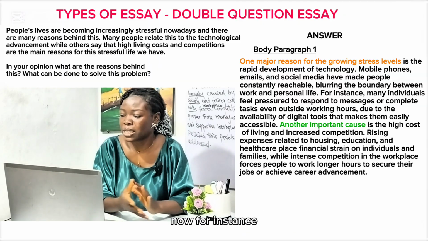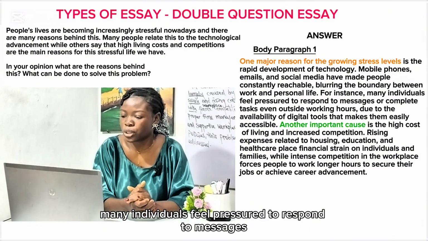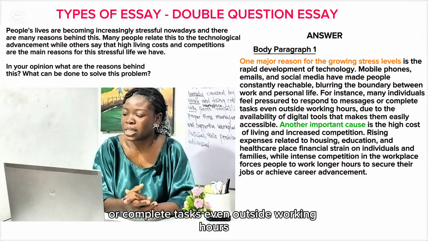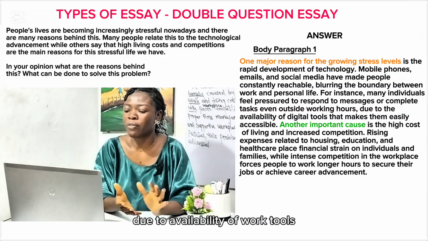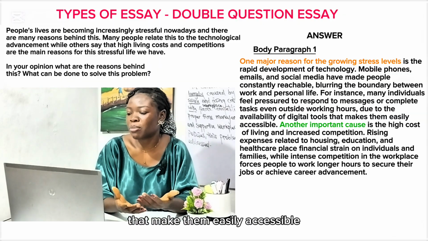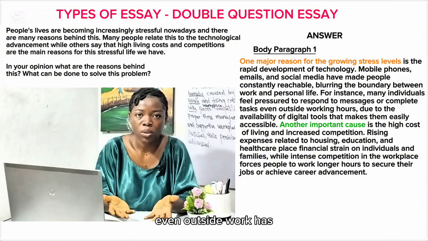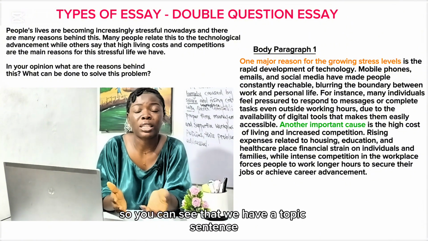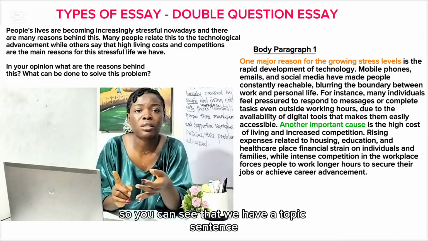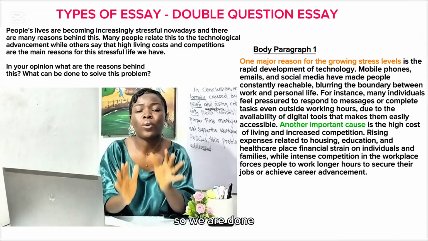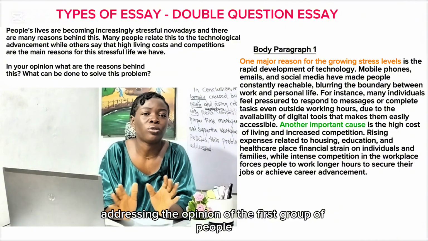Now, for instance, many individuals feel pressured to respond to messages or complete tasks even outside working hours due to the availability of work tools that make them easily accessible even outside work hours. So you can see that we have a topic sentence, a supporting sentence, and an example. So we are done addressing the opinion of the first group of people.